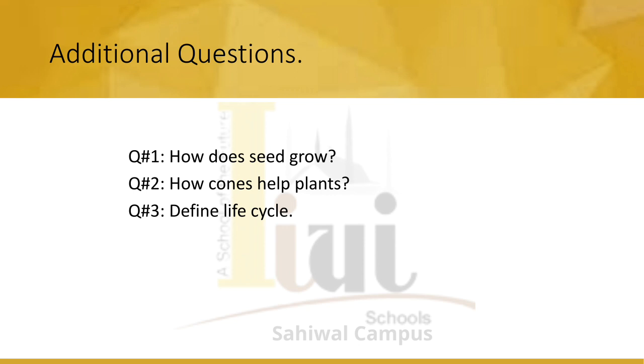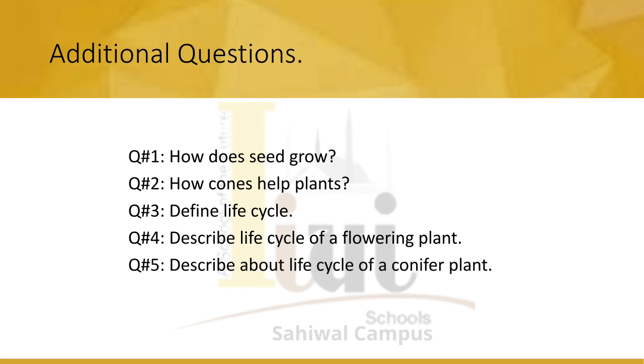Question number 3 is, define life cycle. So you have to define life cycle. What is a life cycle? You can look at page number 24 and find its answer. So write all these answers on your classwork notebooks. Question number 4 is, describe life cycle of a flowering plant. So you have to describe the life cycle of a flowering plant, which is given on page number 24, having stages 1, 2, 3 and 4. So you have to write it appropriately. Question number 5 is, describe life cycle of a conifer plant. So here again on page number 25, a complete life cycle of a conifer plant is explained. So you have to write it making a complete life cycle topic.